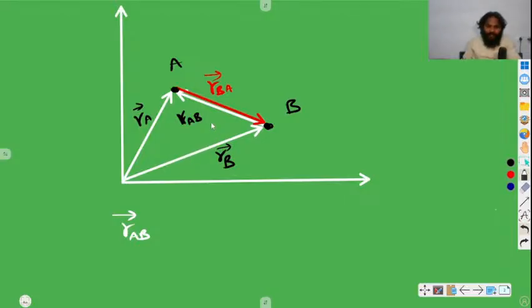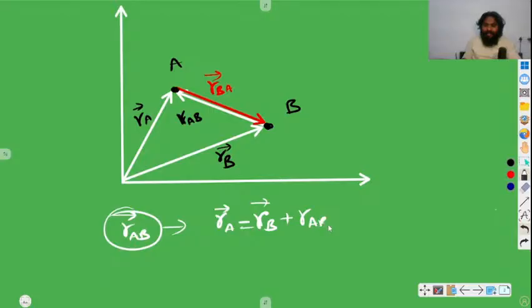Here if you observe, RA is the tail to tail, head to head connection, right? So to find RAB, we are applying the triangle of vectors. Now what is RA bar? RA bar is the vector which is closing the triangle, tail to tail and head to head. That is why RA bar is equal to RB bar plus RAB bar.